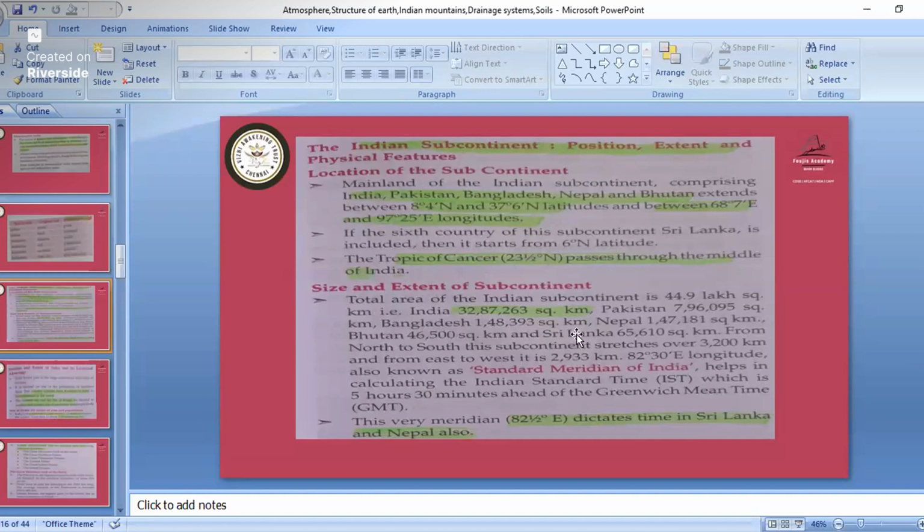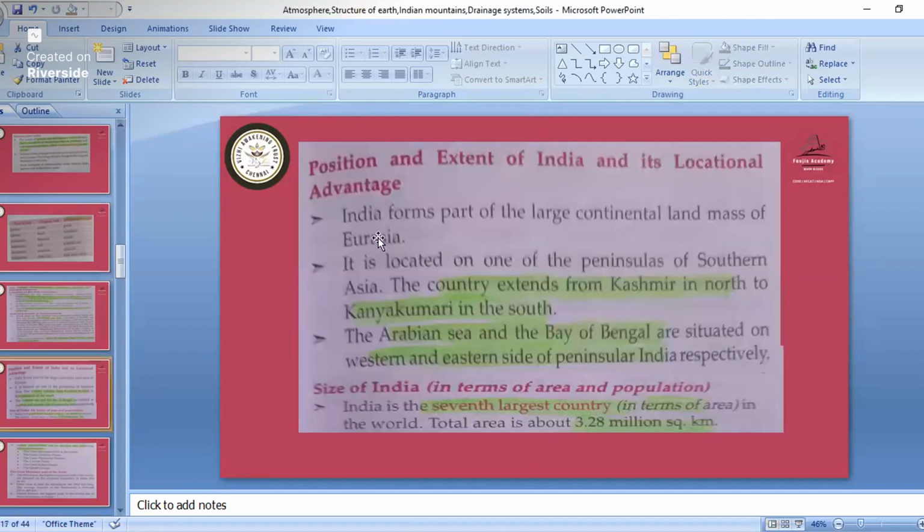Now size. See, the area of India is 3,287,263 square kilometers. And the standard meridian of India is 82 degrees 30 minutes east longitude. That is the time zone for India. And our bordering countries are Sri Lanka, Nepal, Pakistan, Bhutan. Now we'll see the position and extent of India and its locational advantage.